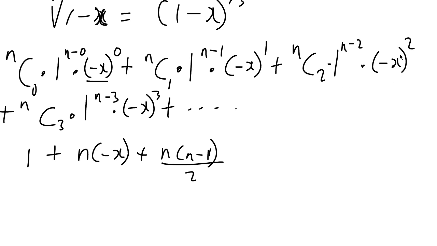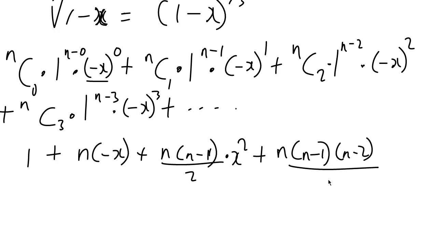And then negative x to the power 2 is what? Negative x times negative x, which is x squared. Then lastly, remember, you go back, you see that we derived the expression for n combination 3, which is n into n minus 1 into n minus 2 over 6. And then negative x to the power 3 is negative x cubed, because negative x times negative x is x squared, then x squared times negative x is negative x cubed.